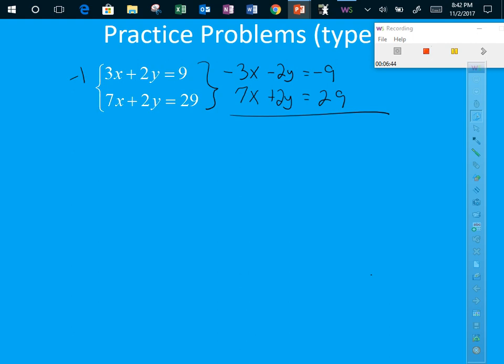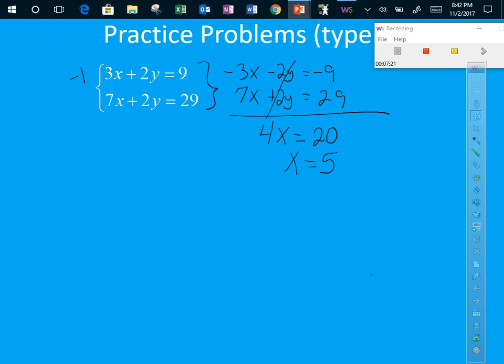Now look what happened when you add. The y's are going to drop out. So I'm going to have negative 3x plus 7x, which is 4x, equal 20. Divide both sides by 4. And notice in this case I got an x value of 5. On the first ones, the x's dropped out and we had a y value. This time we got an x value. No big deal.